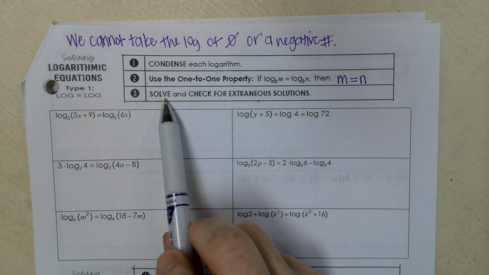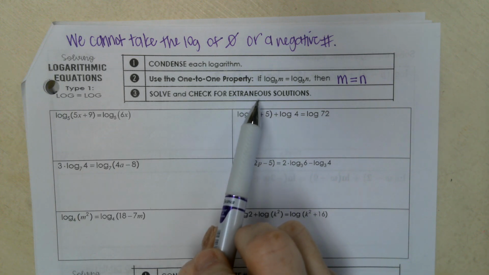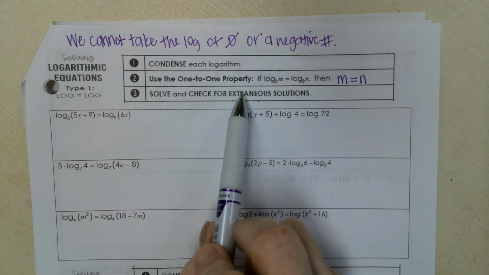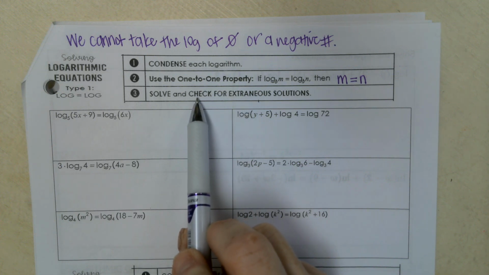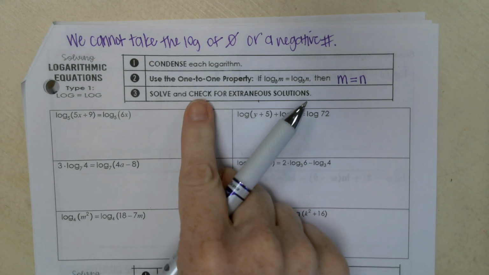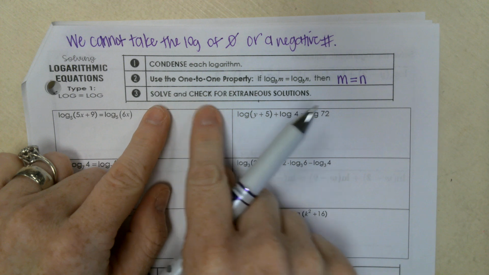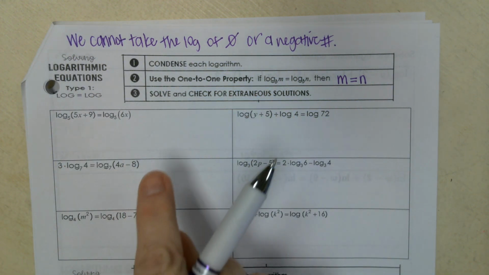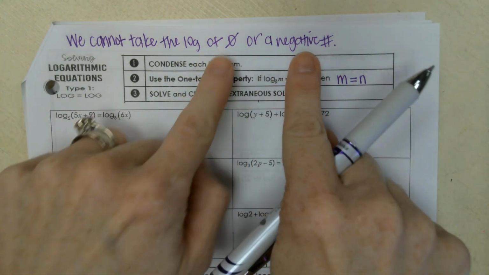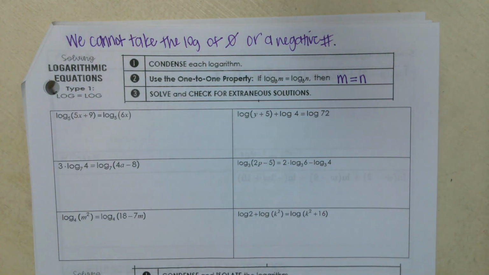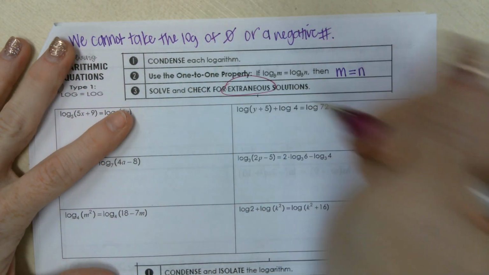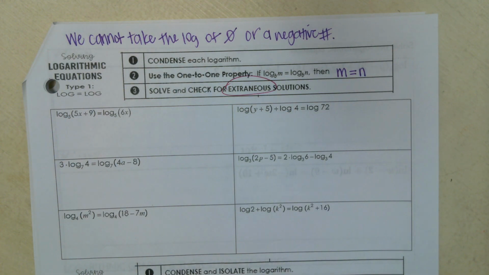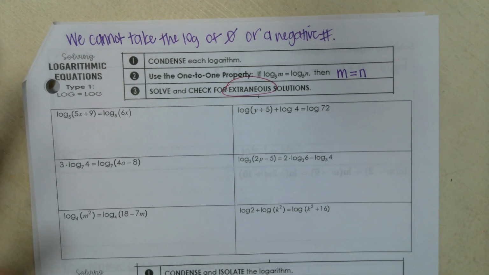And then, this step is very important. We did not have to check any of our solutions for our exponential functions, okay? But if I work out my equation and I get some numbers that when I plug them back in, it causes either one of these two situations to happen, then we have what we call an extraneous solution, okay? So here we go.